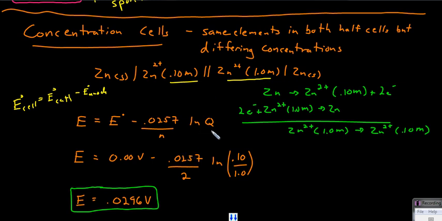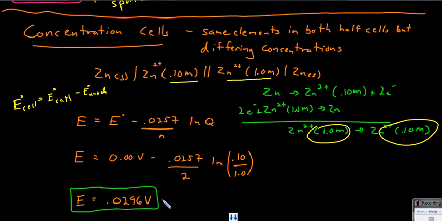And then for Q, concentration of products over reactants, what is the product? Well, naturally, you should get to a point of equilibrium, where things are pretty much the same on both sides. Now, if you're starting with 1.0 molar on one end and 0.10 molar on the other end, it's going to have to be the case that you're going to lose some of that concentrated zinc and gain some of the dilute zinc. And so the product is that 0.10 molar, and the reactant is the 1.0 molar zinc ion. And so 0.10 over 1.0 is your value for Q. And now plug into the equation, you get E is equal to 0.0296 volts.